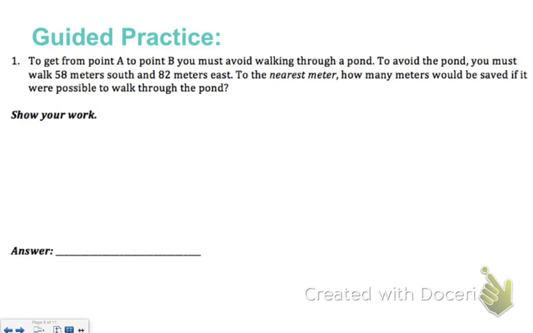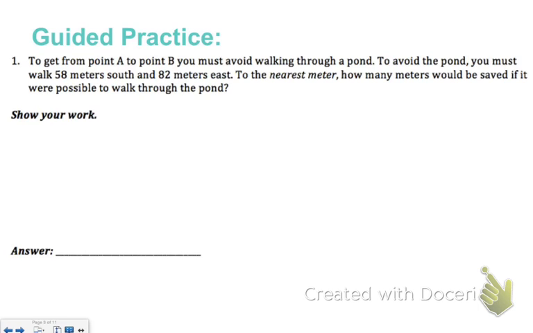In example 1, it says to get from point A to point B, you must avoid walking through a pond. To avoid the pond, you must walk 58 meters south, so we're going to be walking down, and 82 meters east. So we're going to walk down and then to the right. If you notice, we've already formed some type of right triangle here. To the nearest meter, how many meters would be saved if it were possible to walk through the pond?